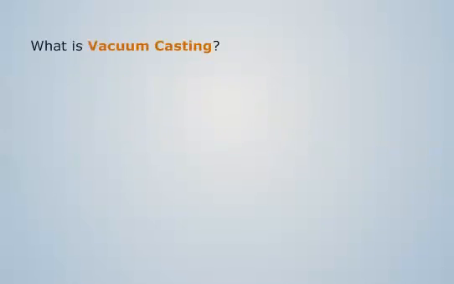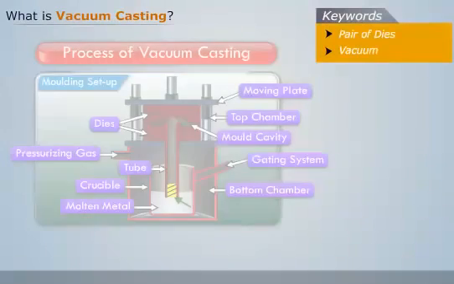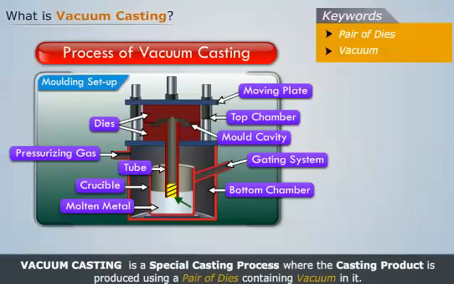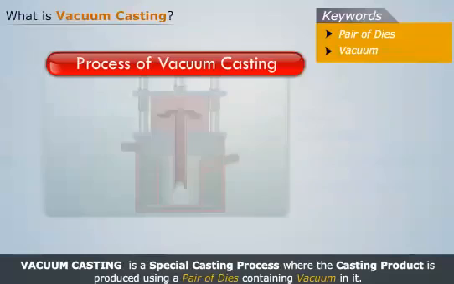Casting. Vacuum casting is a special casting process where the casting product is produced using a pair of dies containing vacuum in it. Let's understand this process with the help of an example.